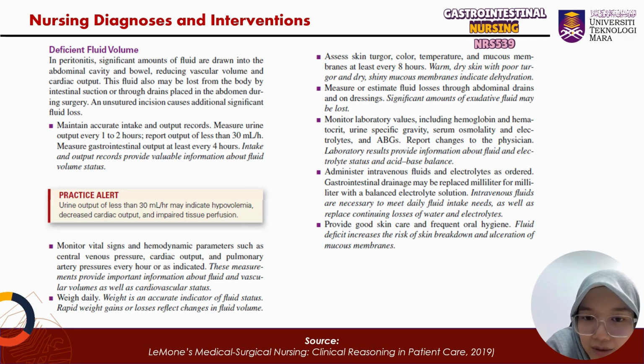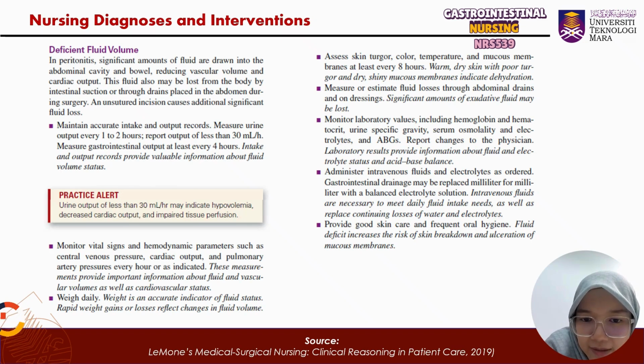Measure or estimate fluid losses through abdominal drains and on dressings. Next is to monitor the laboratory values, the blood results of the patient, the urine specific gravity, the serum osmolality and electrolytes, and also the ABG results. Reported changes in the results provide information about fluid and electrolyte status and acid-base balance of the patient. Next we need to administer intravenous fluid and electrolytes as ordered to maintain balanced electrolytes of the patient.